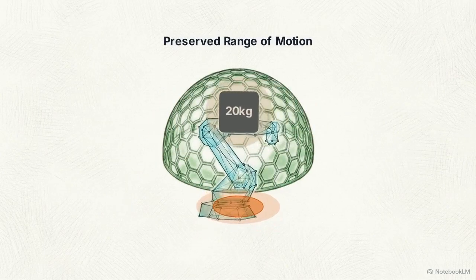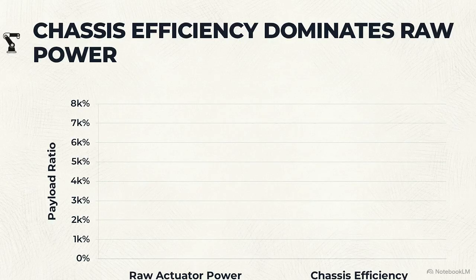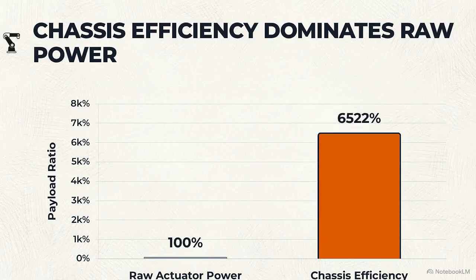At extreme millimeter scale limits, the relationship between structural efficiency and payload shifts entirely, moving away from heavy motors toward biohybrid architecture. This chart illustrates the physics of constrained scale platforms. A millimeter-scale necro-robot beetle yields a 6,847% payload ratio. At this microscopic scale, chassis material and structural efficiency completely dominate raw actuator power.